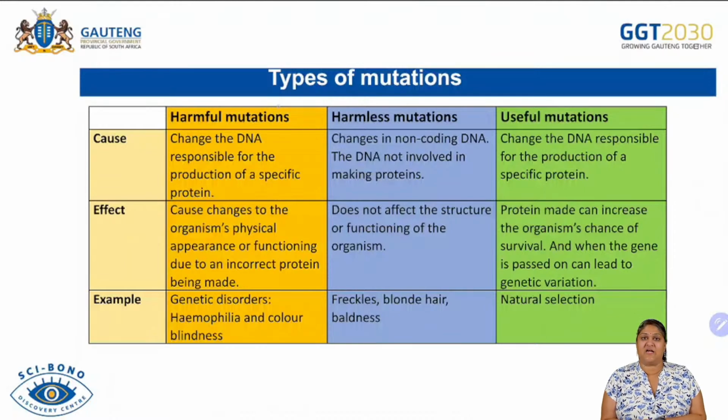Then we've got the harmless mutations. These are the ones that occur in the non-coding DNA. So we have some non-coding DNA in our bodies, okay? And this DNA is not involved in making proteins, right? And it does not affect the structure or functioning of the organism. So this is changing the code, but it's not affecting our functioning or the structure. And this is, for example, freckles, blonde hair, or baldness.